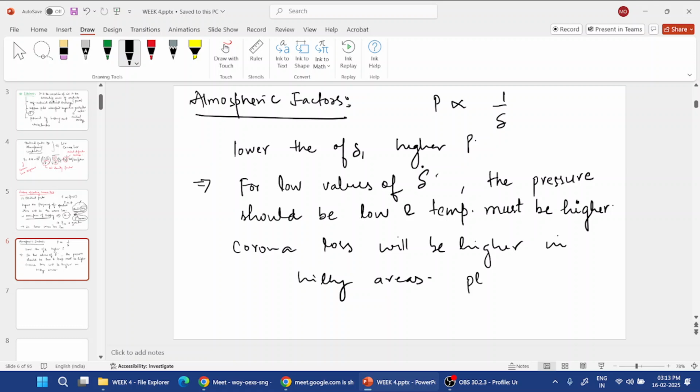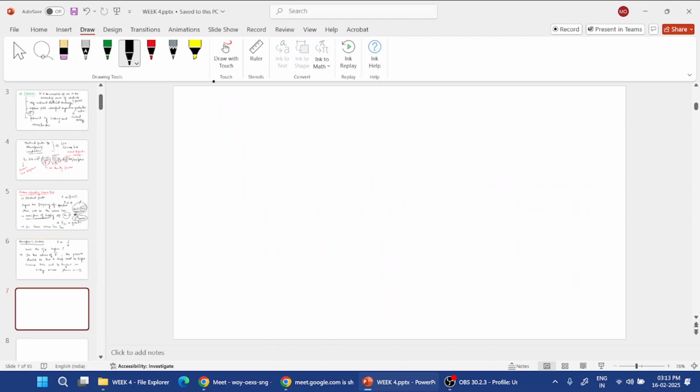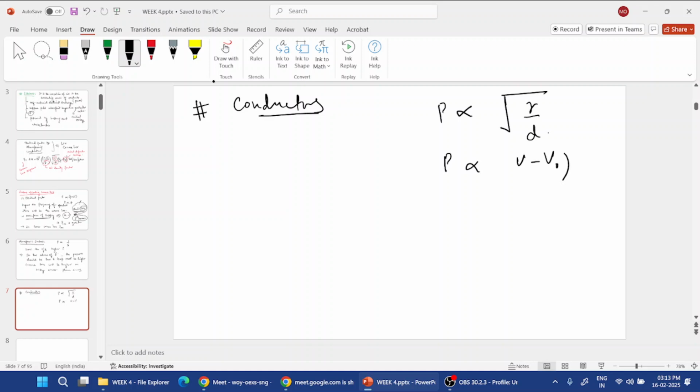In comparison to plain areas. So these are some of the factors. Also, there is another factor which depends upon the conductors. And you can clearly see in the expression, it is directly proportional to R by D, and also losses is directly proportional to (V minus V0) square. Okay, (VP minus V0) square. VP is the operating voltage.